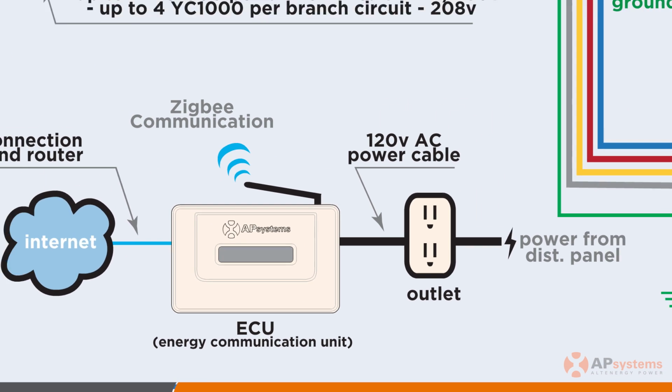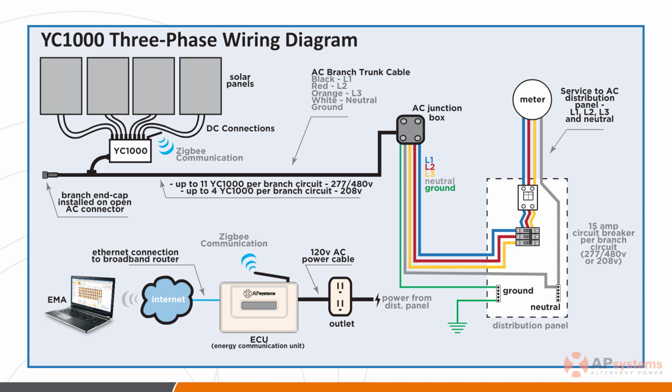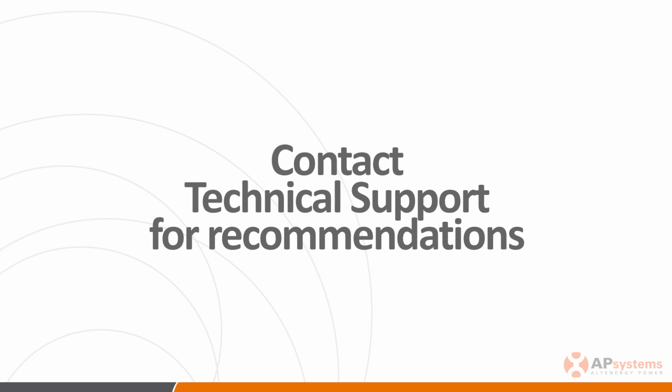A quick word on ECU placement. Because of the radio characteristics of the Zigbee communication protocol, the ECU needs to be within 200 to 300 feet and in line of sight, depending on the site conditions, of the closest inverter in the array. Contact APsystems technical support for additional recommendations if this placement is not possible.